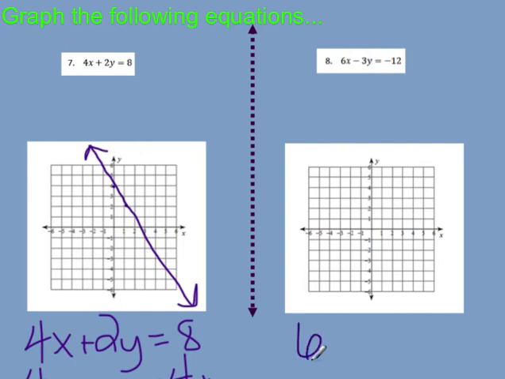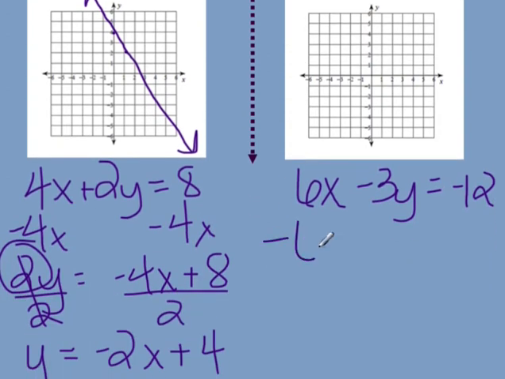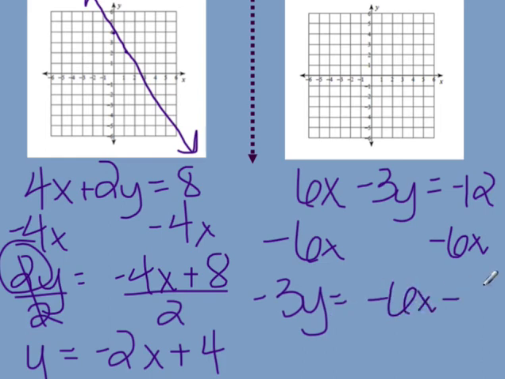Now let's take a look at number 8. So I have 6x minus 3y is equal to -12. What I want to do is solve for y. So I'm going to subtract 6x from both sides, and I get -3y is equal to -6x minus 12.